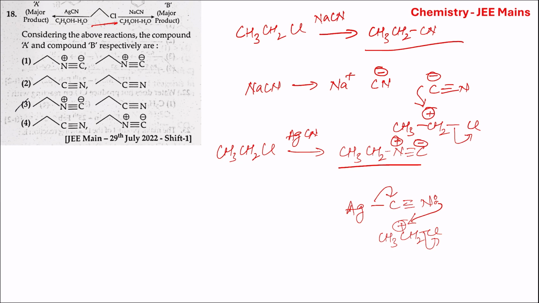So when treated with NaCN, the major product is cyanide, where carbon is bonded to the carbon of the alkyl group, and when treated with AgCN, the major product is isocyanide, in which nitrogen is bonded to the carbon of the alkyl group. So the correct option is option 3.